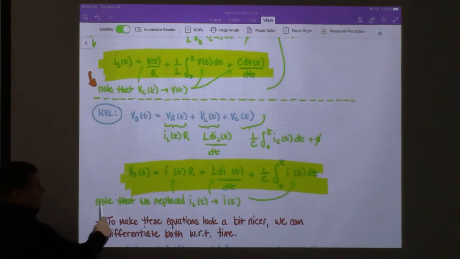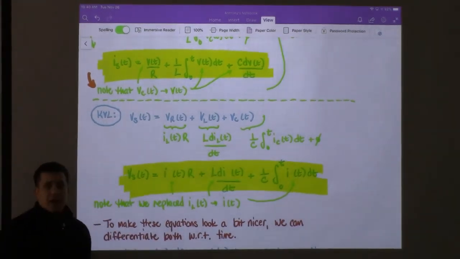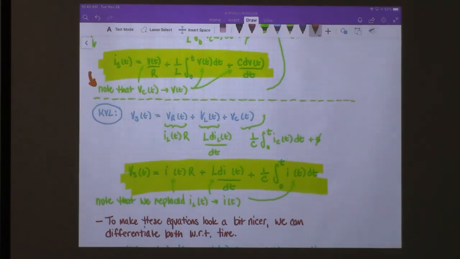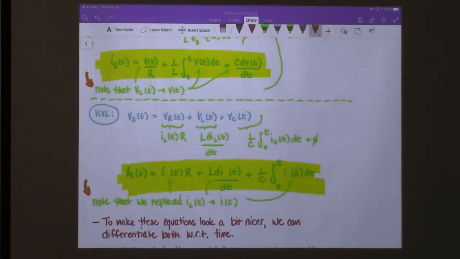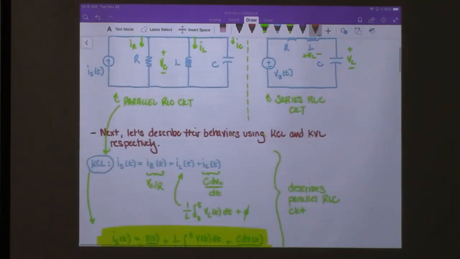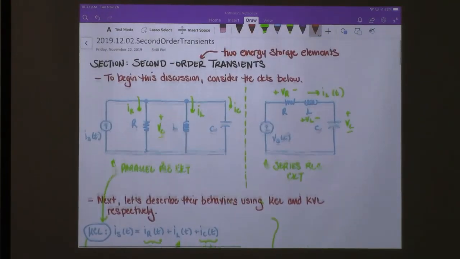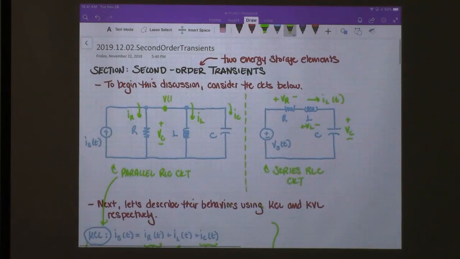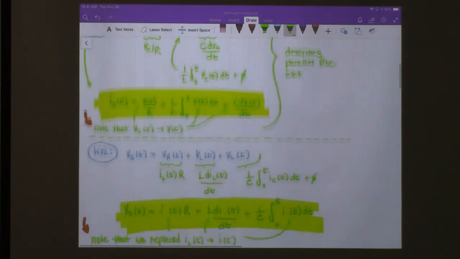Same thing. Since all the currents are the same as IL, we can go ahead and replace that with just calling it plain old I. So if I were to label that up here, what I would do is I would call this VT, and write it like that. All right.